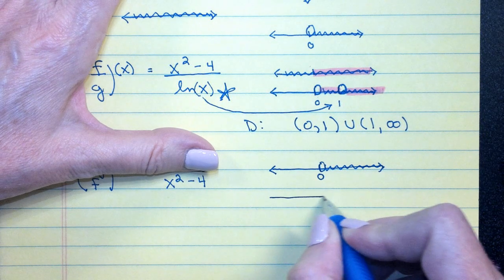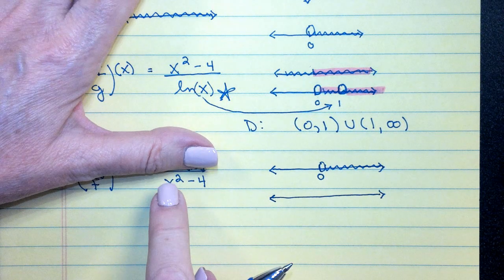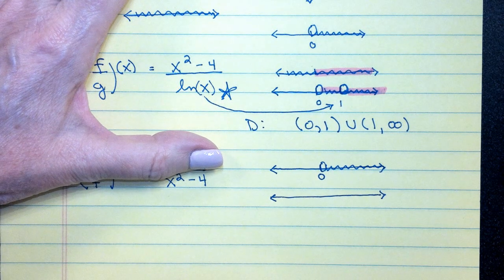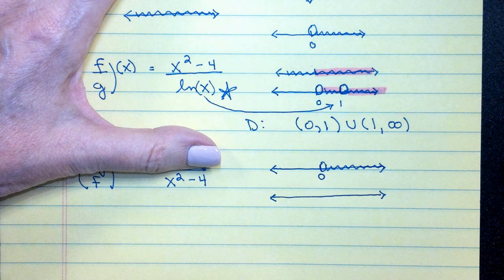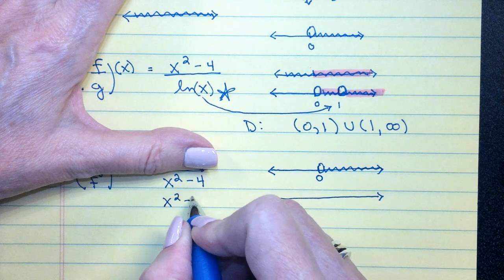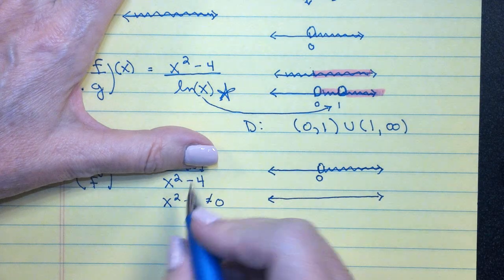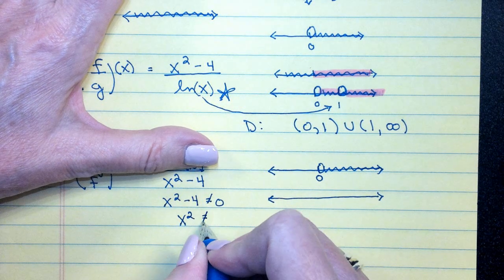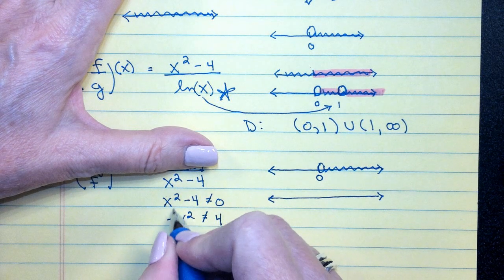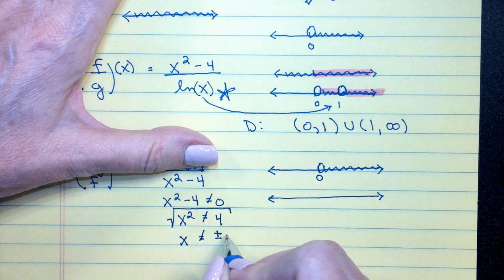And before I write everything in, I got to stop. Because you're like, hey, this is all reals. But the bottom can't be 0. And see, that's the thing you have to ask yourself every time. What makes the bottom 0? What's causing the failure? So now I have x squared minus 4 cannot equal 0. X squared cannot equal 4. Then I'm going to square root both sides. X is not allowed to be positive or negative 2.